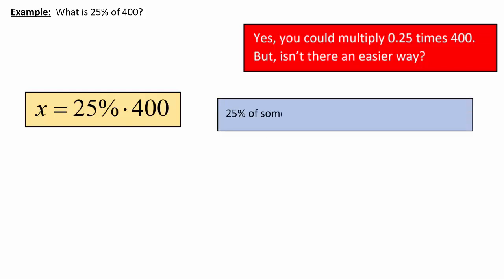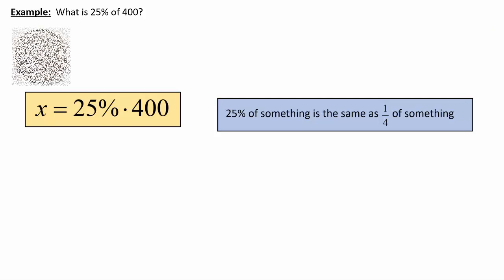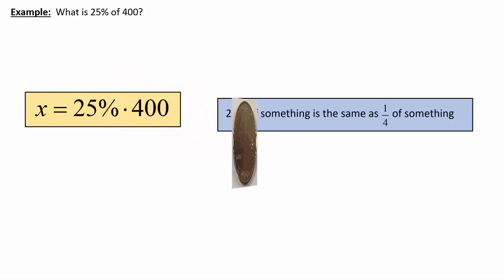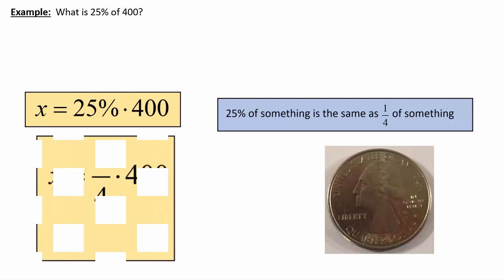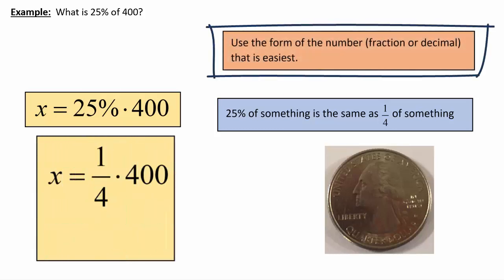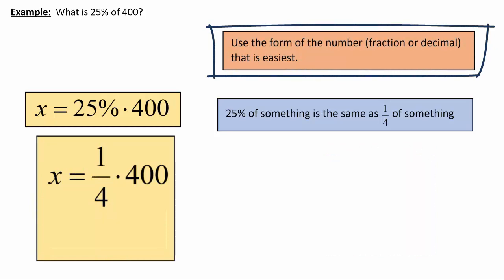Well, 25% of something is the same as, as a fraction, 25% is 25 over 100, which reduces to 1/4. So 25% of something is the same thing as 1/4 of that thing. Think of money. A quarter, yeah? 25 cents. 25 cents is a quarter of a dollar, isn't it? So we could just take 1/4 of that thing, in other words, multiply it by 1/4. In general, use the form of the number, either fraction or decimal, that's easiest.